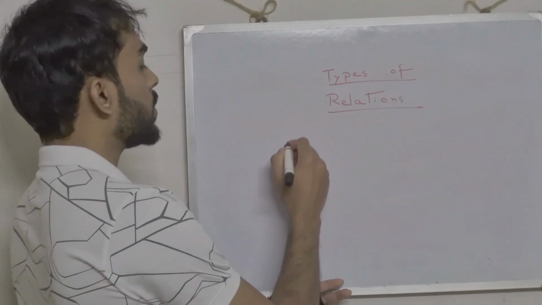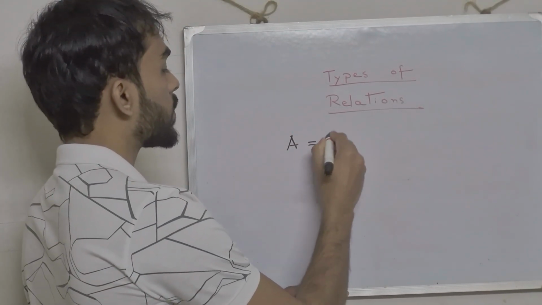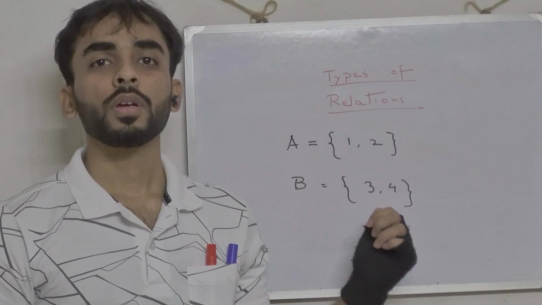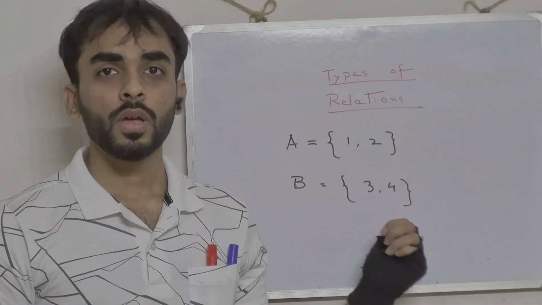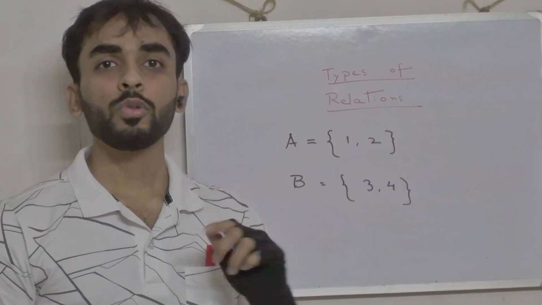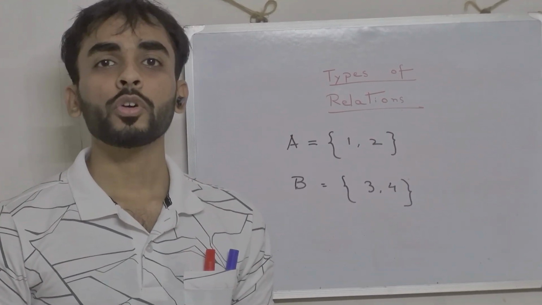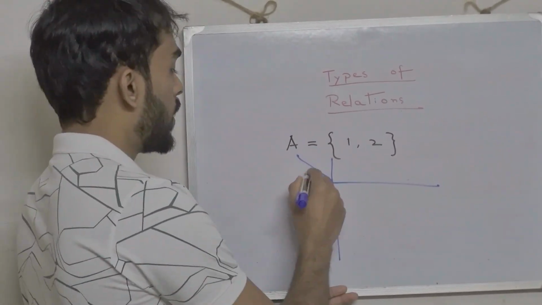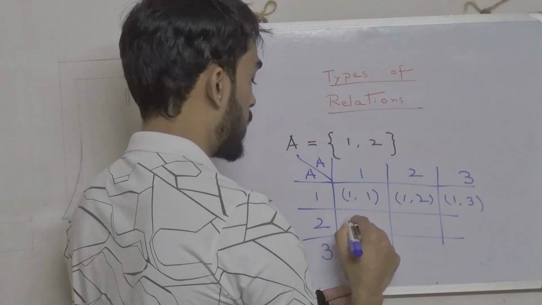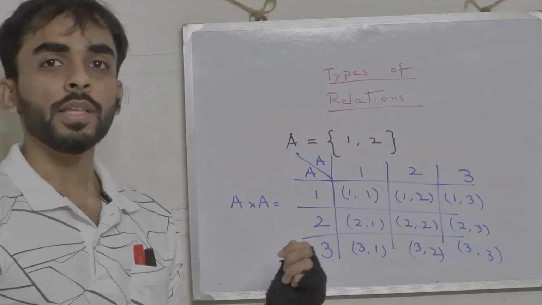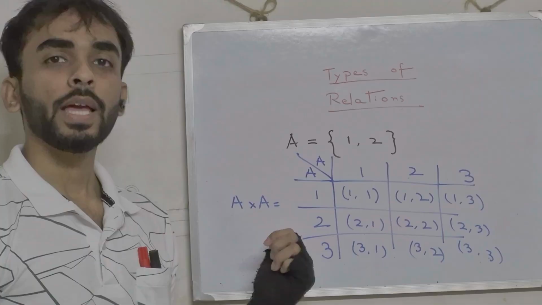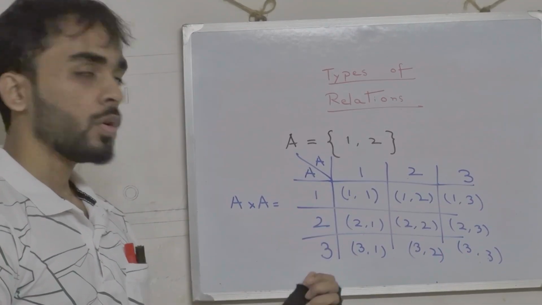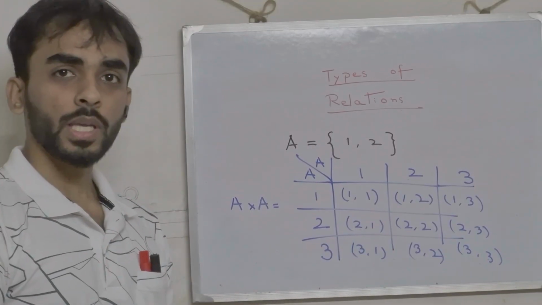In the previous lecture, we were given two sets. We were asked to find the Cartesian product of these two sets. I showed you how to do that. In today's lecture, we will find the Cartesian product of one set. This is the Cartesian product of A with itself, A cross A. I have written 1, 2, 3, 1, 2, 3, same thing here.